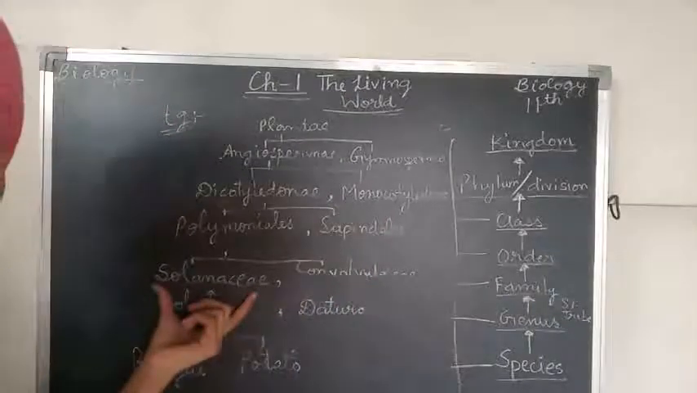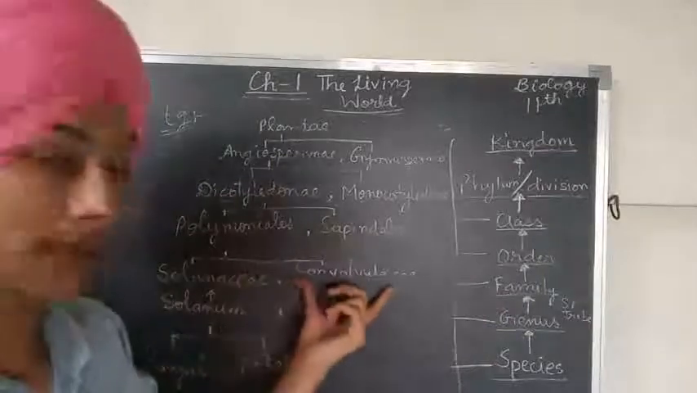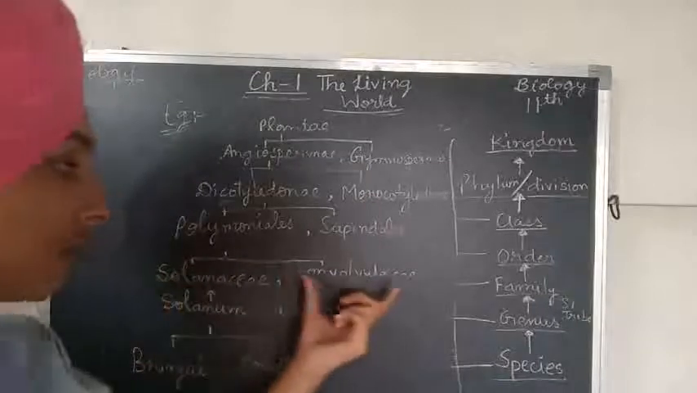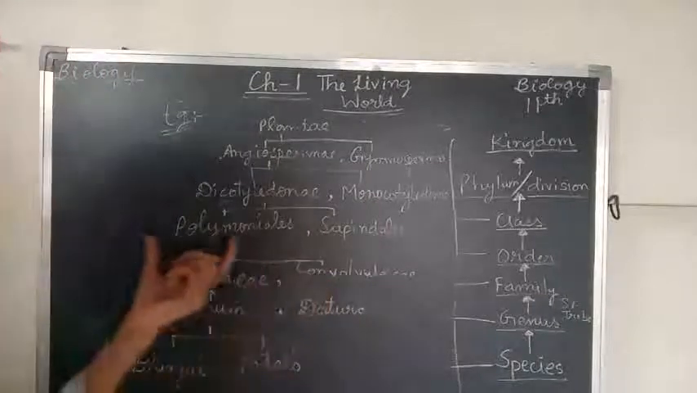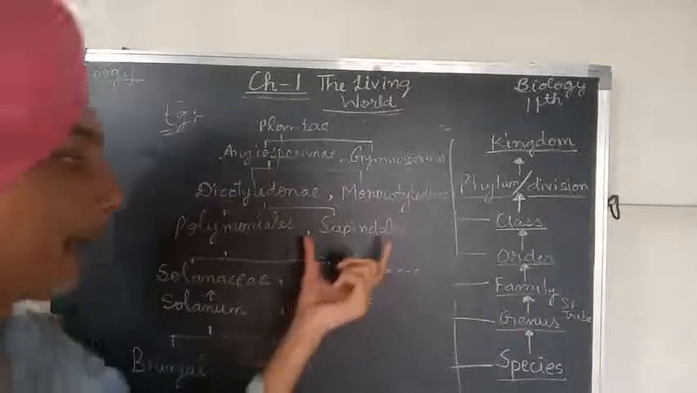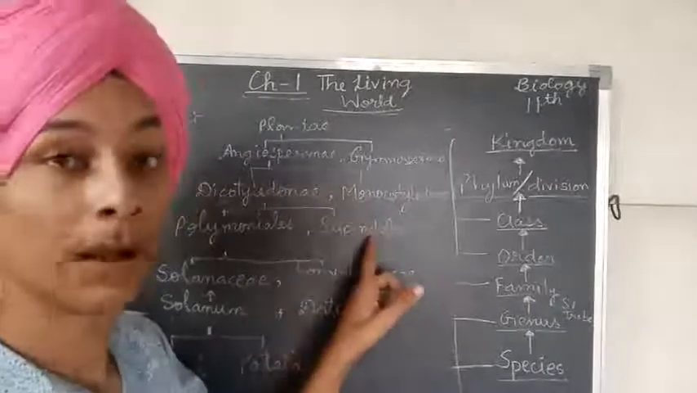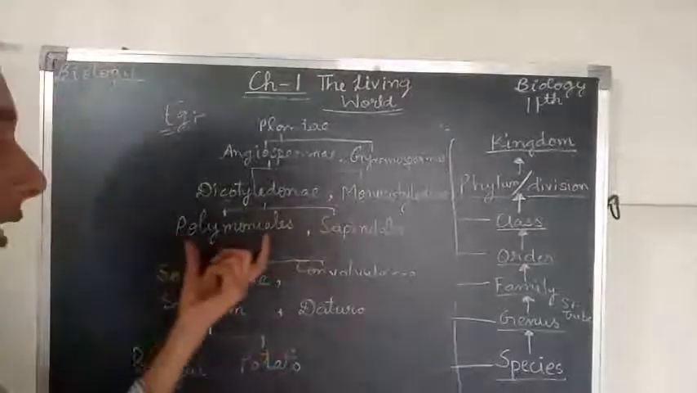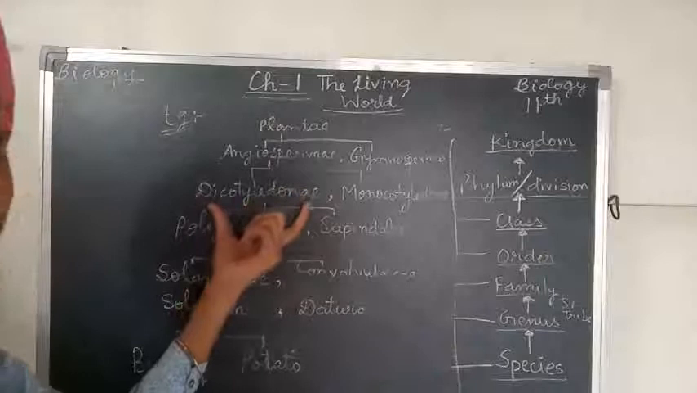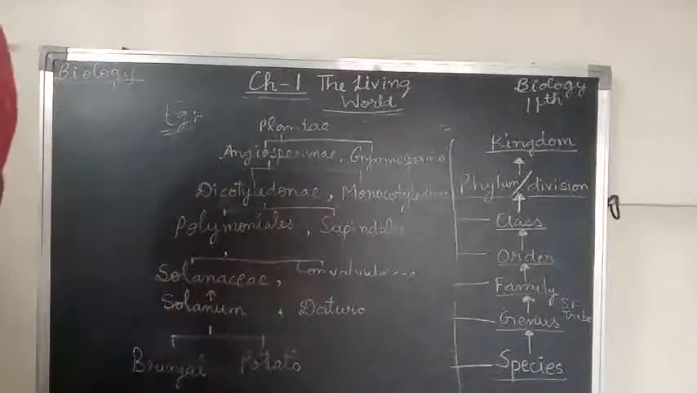Solanaceae is a family of potatoes and Convolvulaceae is a family of sweet potato. These two come under the order Polymoniales. Another example of order is Sapindales, the order of mango. Polymoniales and Sapindales come under the class Dicotyledonae, meaning they possess two cotyledons.